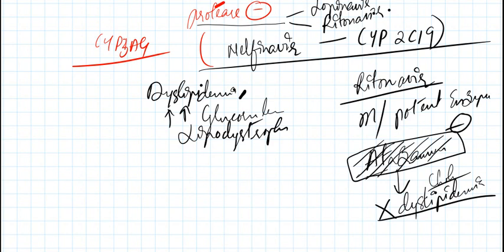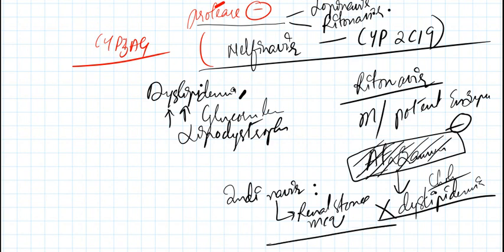And there is one more protease inhibitor which is important, that is indinavir. One important side effect of indinavir is that it causes renal stones. This is important, and this can be an MCQ, but it comes as a clinical question. Okay.